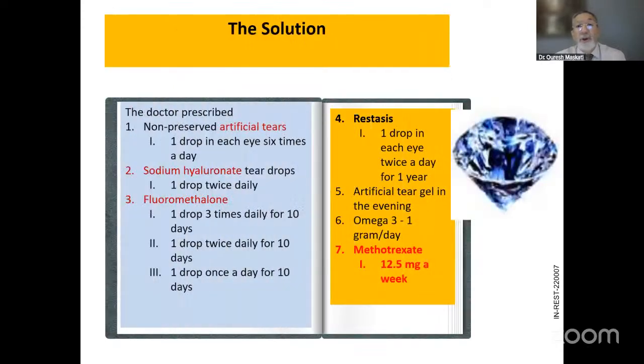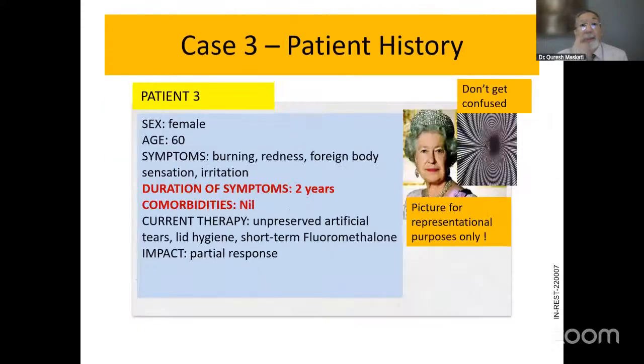So here, what did we do? I increased the amount of methotrexate to 12.5 milligram per week, continued with the artificial tears, added sodium hyaluronate, which is a little thicker solution and works for a longer time. I added some steroids, again tapering the dose, added the Restasis and put a gel as well at night, and continued with omega-3. So again, a fully tailored approach to this patient, and the patient did improve. We'll go to patient 3.